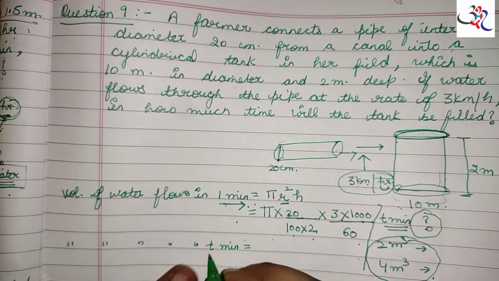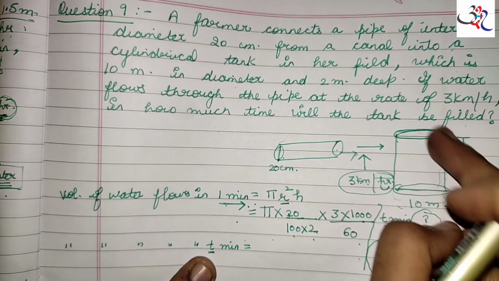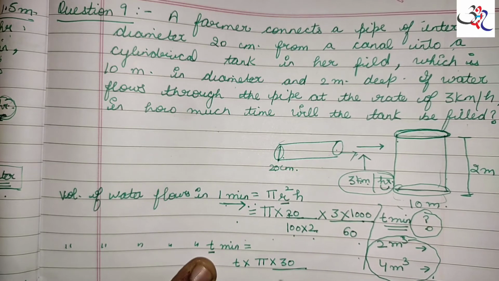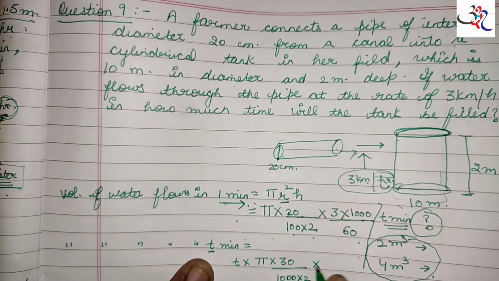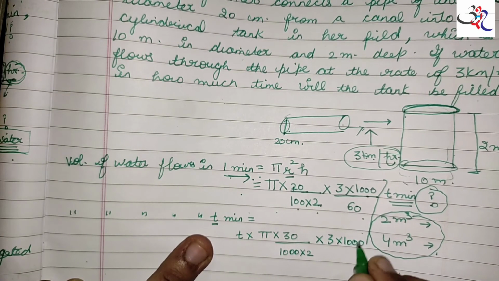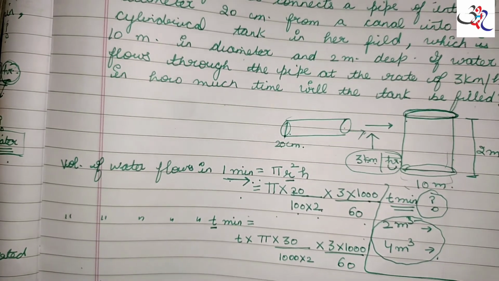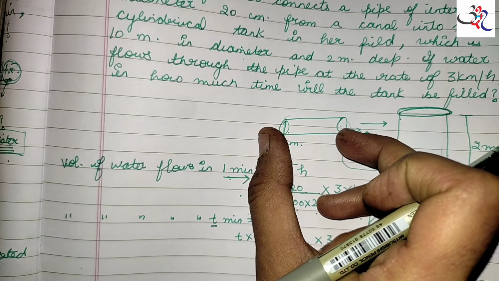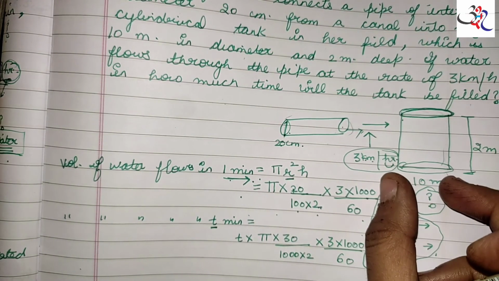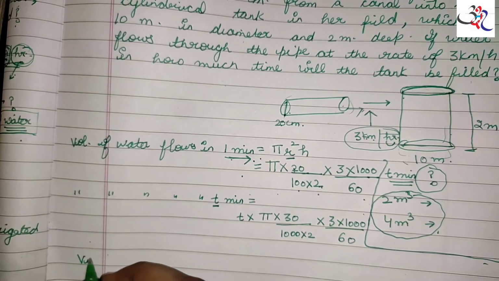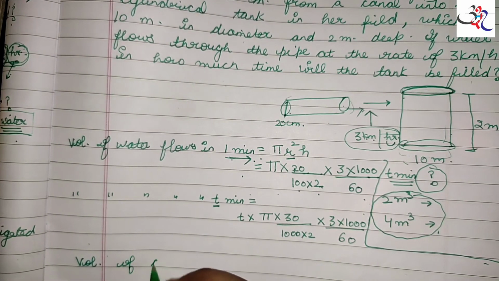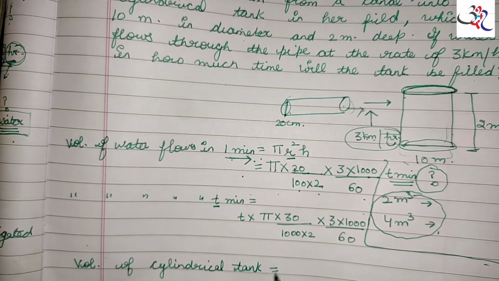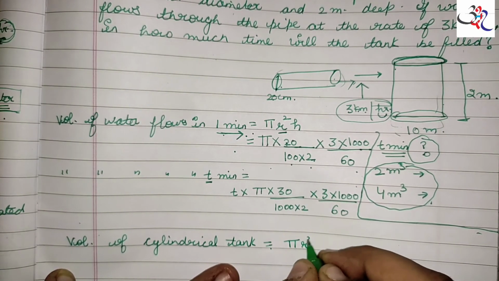I don't know how much time it is taking, so let us imagine that it takes t minutes to completely fill this tank. So the total volume will be t into pi into 30 by 1000 into 2 into 3 into 1000 by 60. This is the volume of water flowing from the pipe, and it is equal to the volume of the big cylinder, the cylindrical tank, which is completely filled in t minutes.